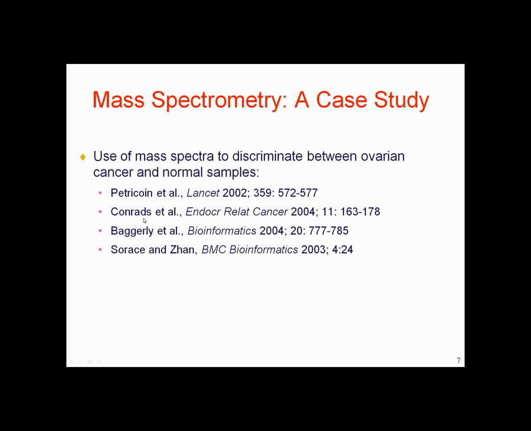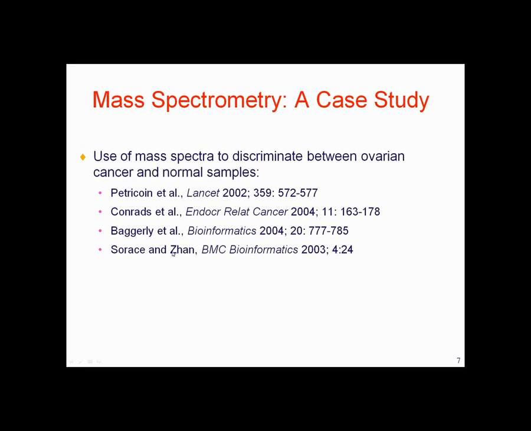Then there was a paper by Conrads, by the same group, which looked at these data in a little bit more detail. And later on, Keith Baggerly and his group, these are bioinformatician statisticians from the MD Anderson Center in the US, looked at these data and discovered some issues with the results which were published in these two subject matter papers.